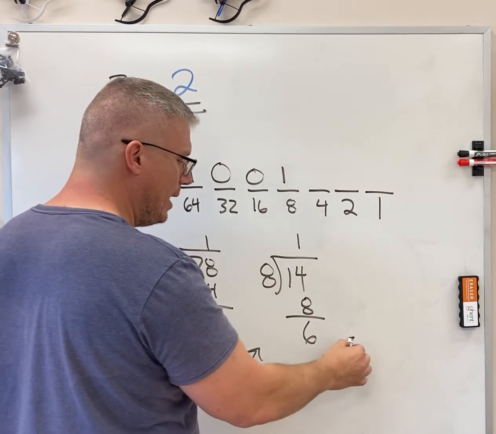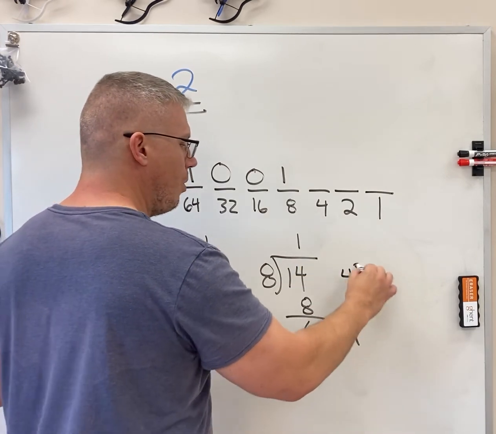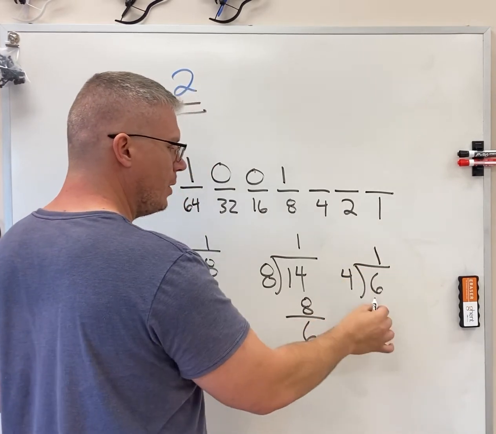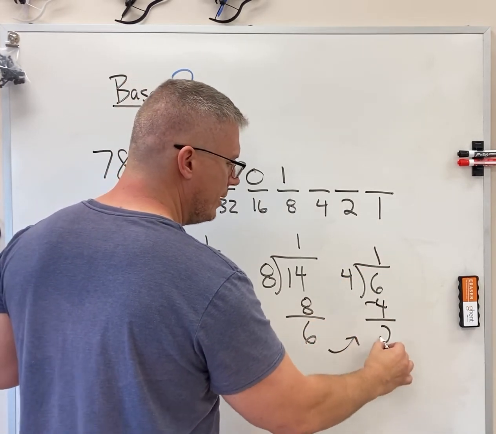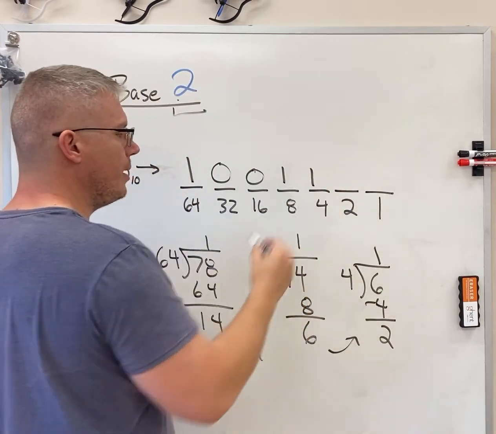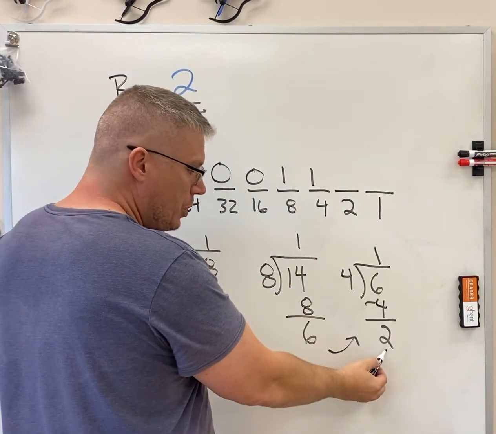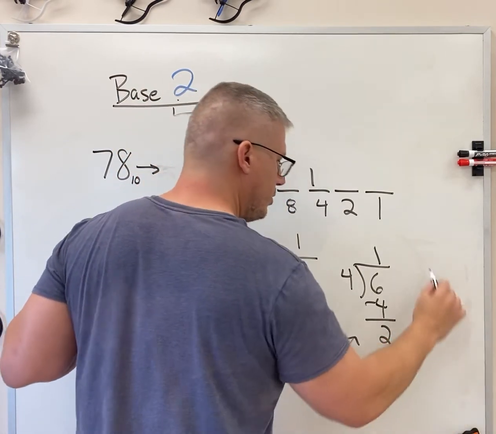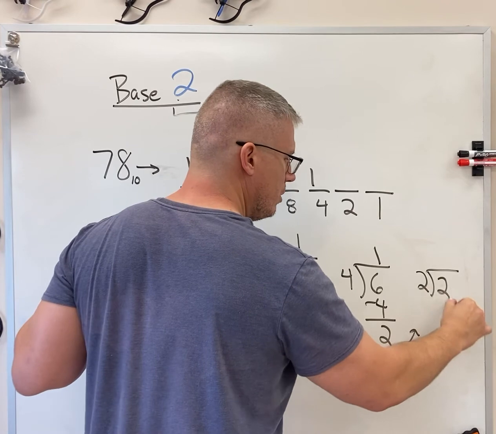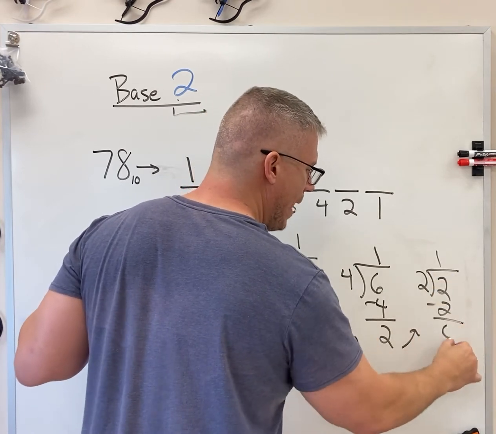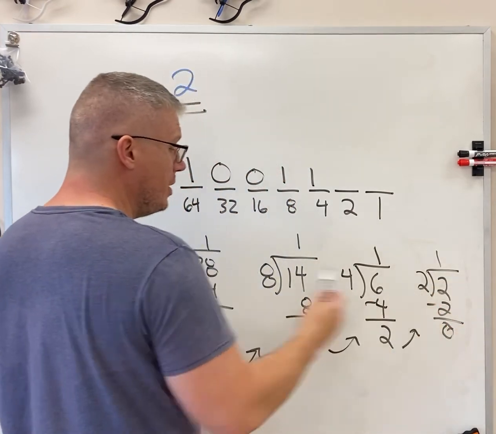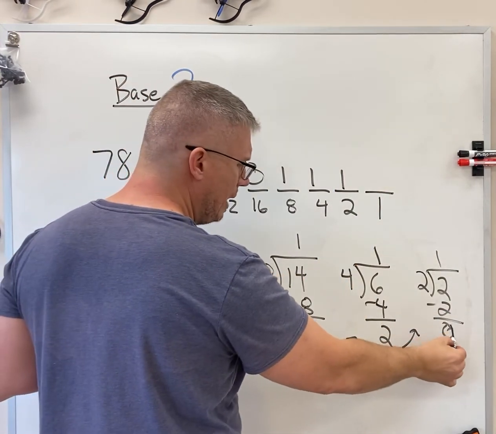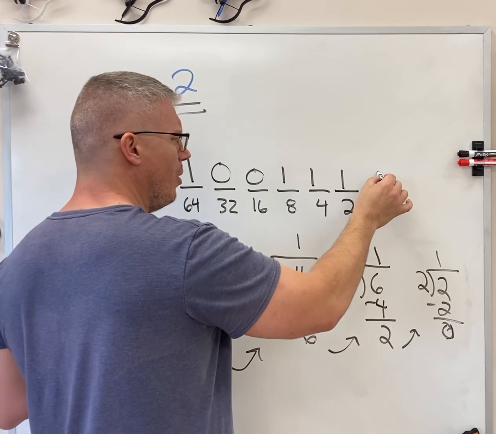Can I get a 4 into that? I can. 4 into 6, guess what? It better be a 1 or else we messed up somewhere. 1 times 4, subtract, get 2 left over, transpose that 1 up. I have a value of 2 remaining. Do I have a 2? Yes, 2 can fit in. So 2 goes into 2 1 time. I'm now down to a value of 0, so I'm done dividing out. Transpose that 1 up here. I have no value left. So how much do I have in the 1s? A 0.